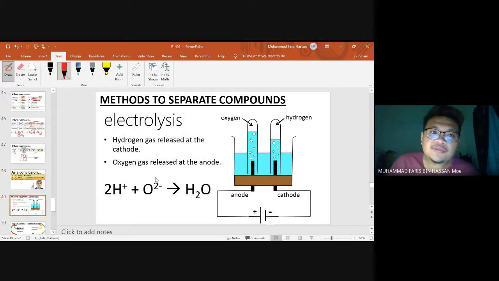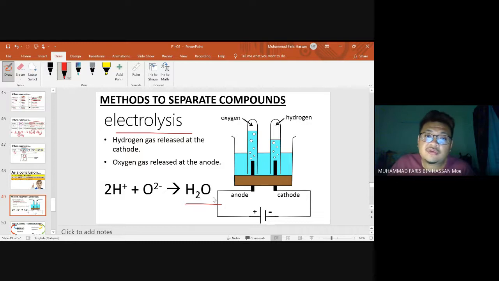Okay, now we proceed to the methods to separate compounds. The method that we can use to separate compounds is the electrolysis method, where we can separate the elements in the compounds. For example, we want to separate the compounds in water. We already know that H2O is water.